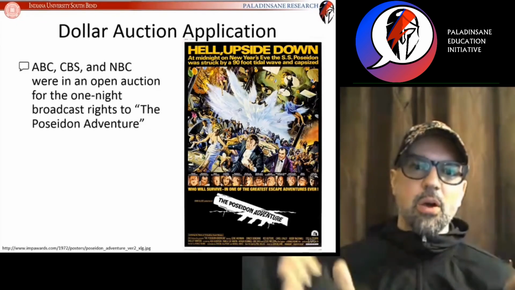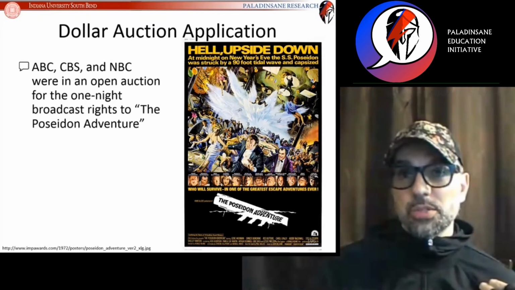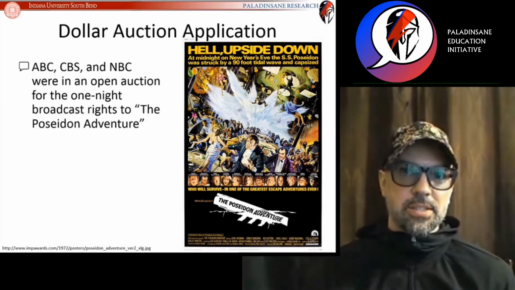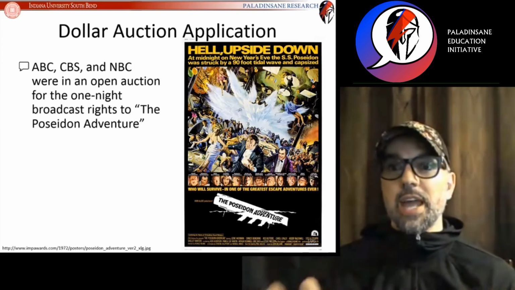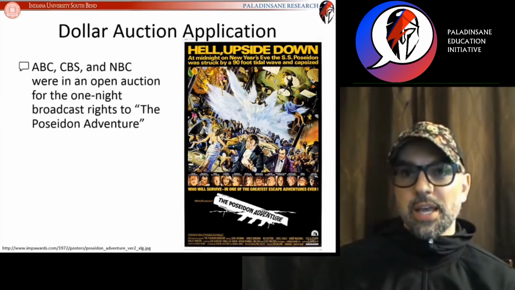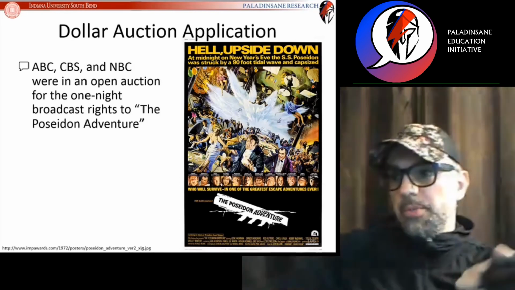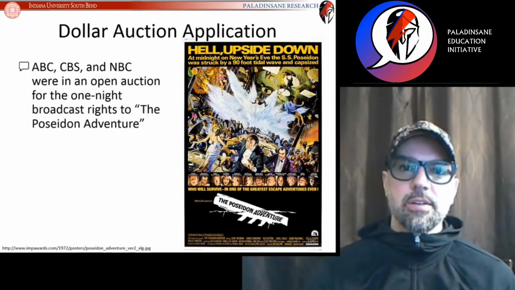So what the people that owned the Poseidon Adventure rights did was, instead of having a silent auction, which is what they usually do, where the networks would send in their bids for the rights to air this movie, they had an open auction. They brought the executives into a room, and they had a typical auction where they were like, how much would you bid? Would you go over, more, less? So they were doing it in a typical auction fashion.